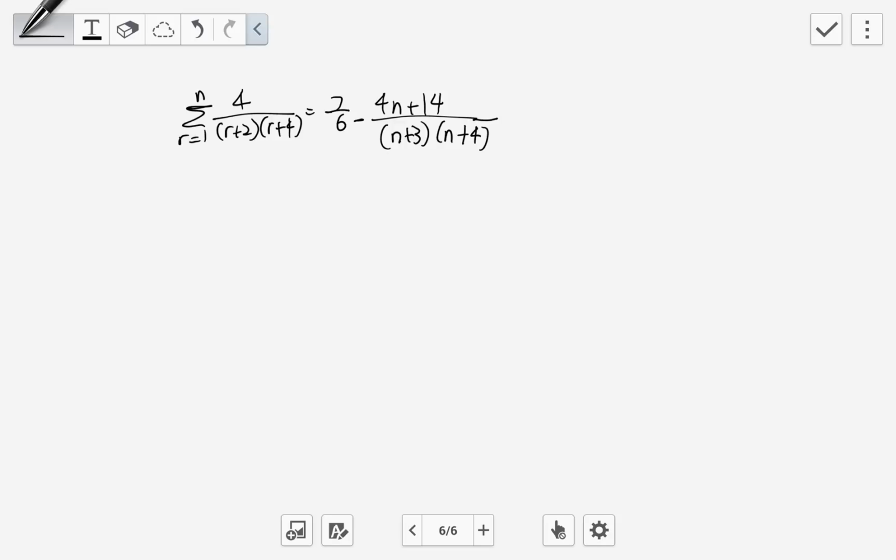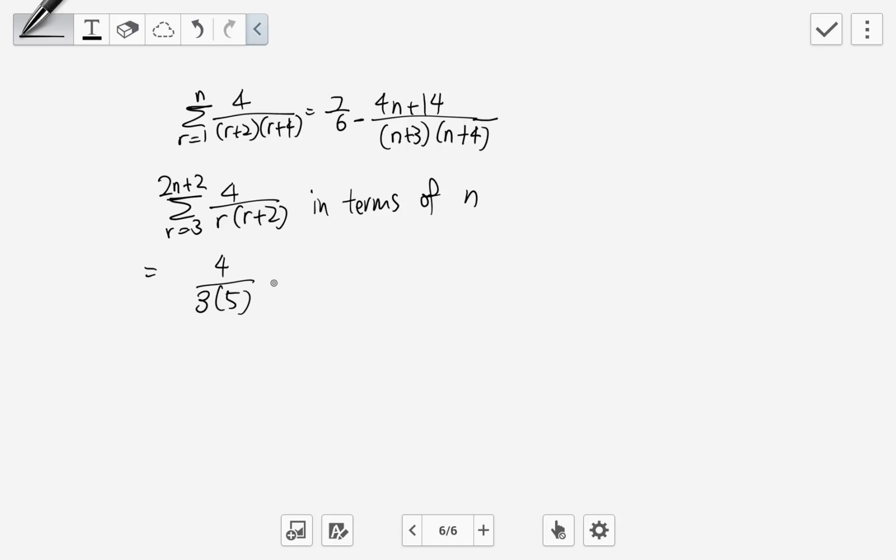So then we are asked to find what this is in terms of n. I always encourage students to list out the terms, to see clearly what this really means. If you substitute r equals to 3, the first term should be 3 plus 2. Then we will have r equals to 4, so we will have 4 over 6, 4 plus 2, 6, and so on and so forth.